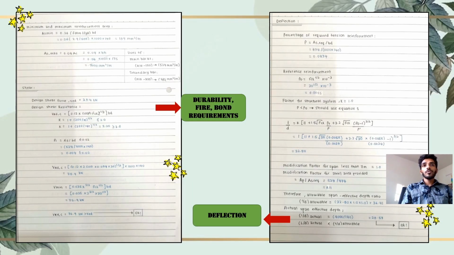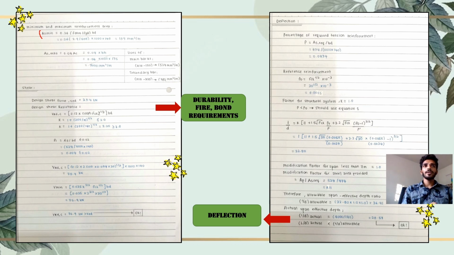So let's move on to the next thing, which is to find the minimum and also maximum reinforcement area. The very first step will be AS min. To determine AS min, the given formula is 0.26 times Fctm over Fyk times BD. So the answer that we get after putting the values into this calculation will be 189 millimeters square per M.